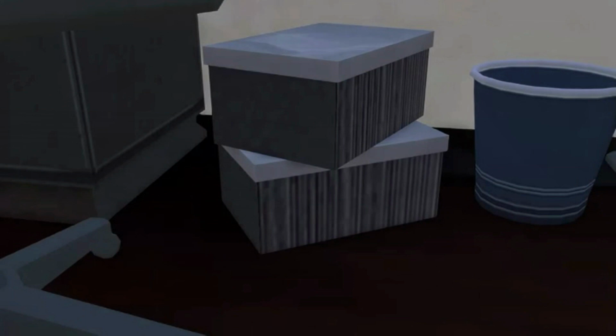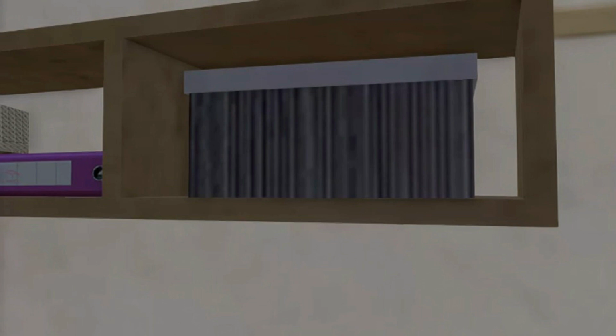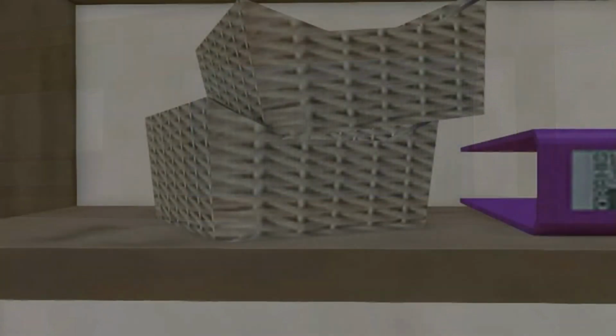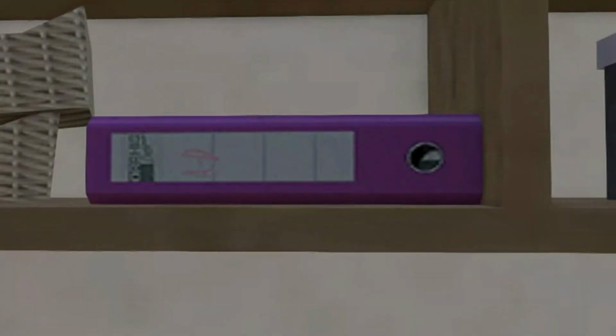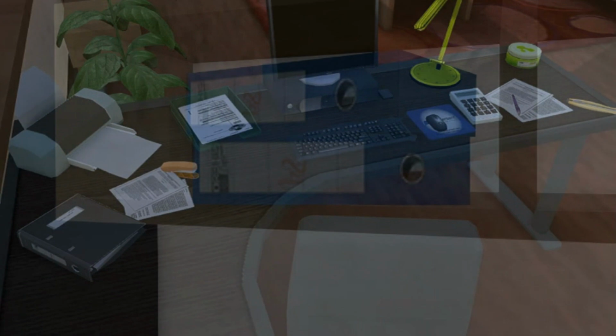What are these? Are these shelves? Where is the box? Are the baskets on the shelf? What is this? What is this? What are these?